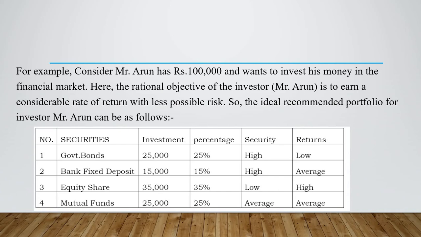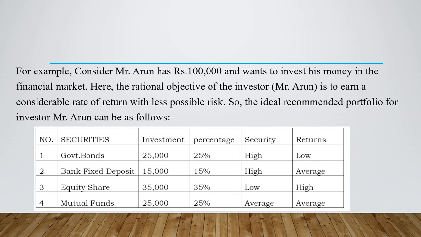Okay. Next is mutual funds, 25,000. So what is the security level? Average. It is not highly secured, and it is not highly risky either. It is moderate or average, and the return will also be the same, an average return we can earn. Okay. So with this portfolio, we can suggest to Mr. Arun where the risk is average, and the return is also average, by which his objective, that is less possible risk with a moderate or considerable return, can be achieved.